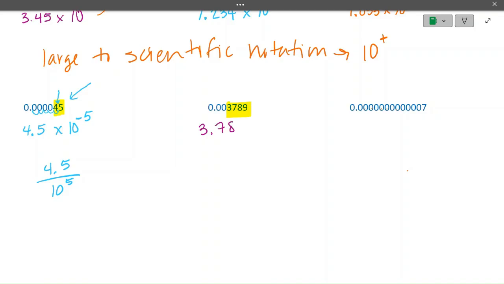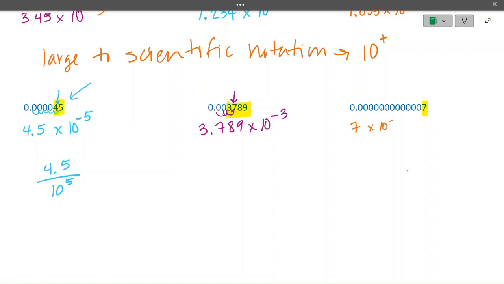And I get 3.789 times 10. Now, my decimal place was right here. So I count from right here. 1, 2, 3. I made my very small number bigger, so it's to the negative 3 because I need to make it smaller again. All right, and this very last problem, I only have one non-zero digit, so that's 7. You could write this as 7.0 if you want, times 10 to the negative.